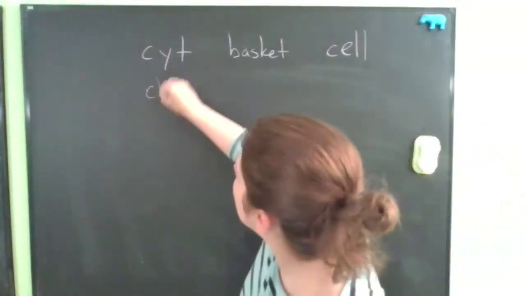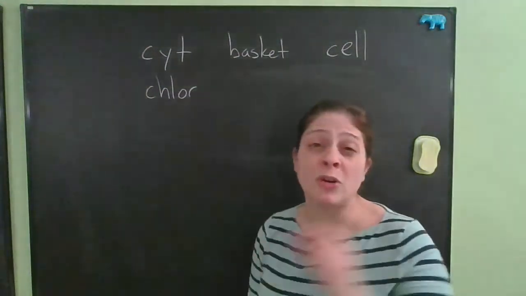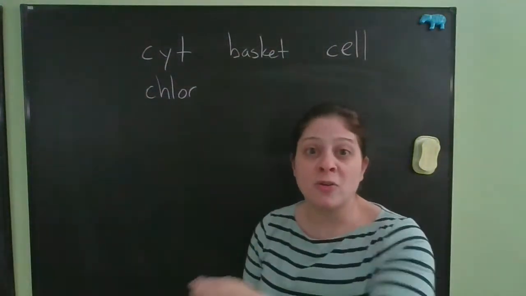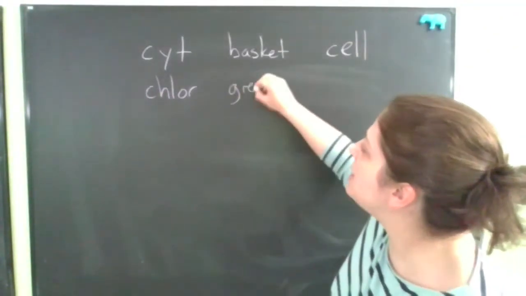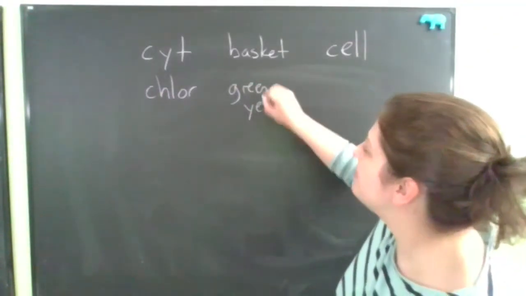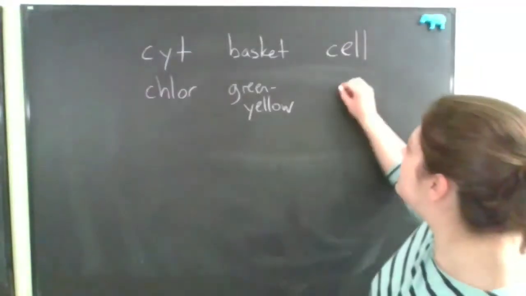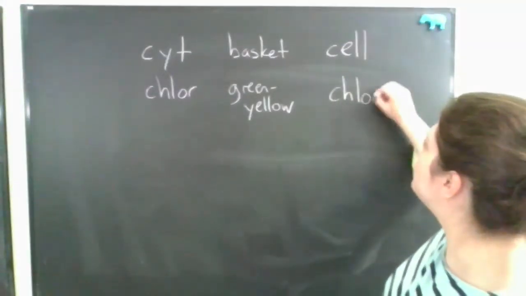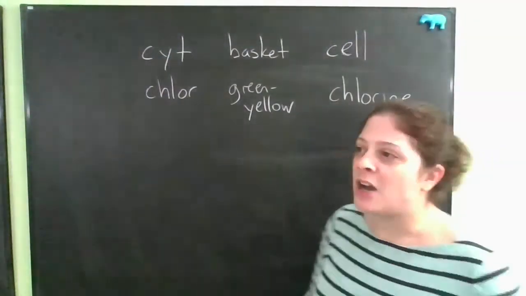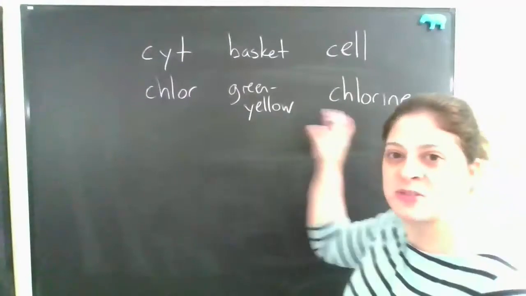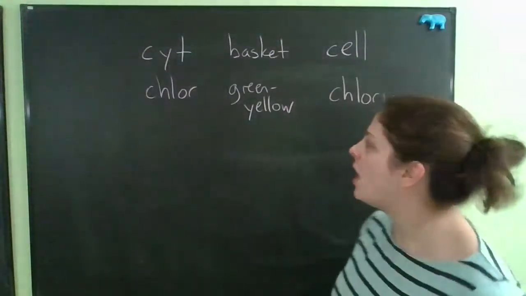Chlor, C-H-L-O-R. So if you think chlor, you may immediately think of chlorine or chlorophyll, and these are both modern words. It comes from a Greek word meaning a kind of light green-yellow color. And today it often means referring to the element of chlorine. And this is because chlorine was given this root because of its light greenish yellow color.